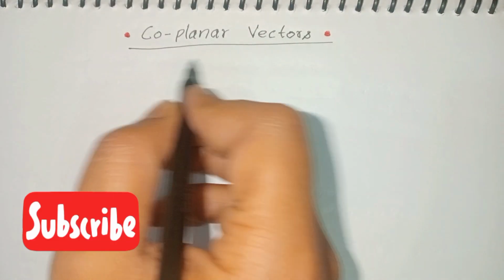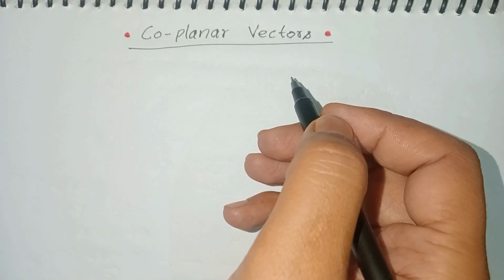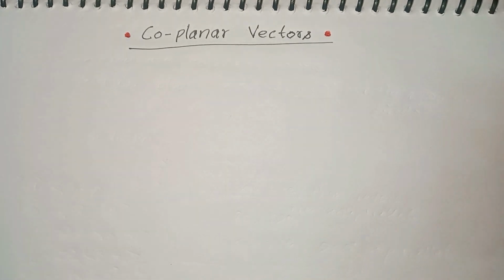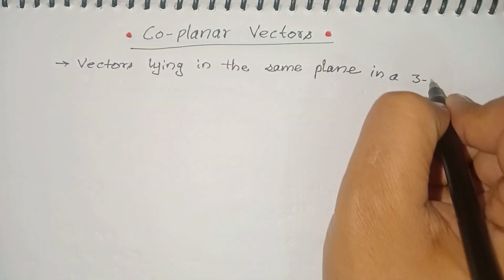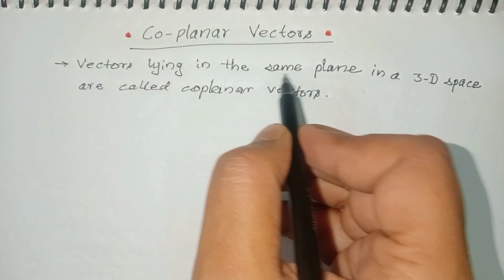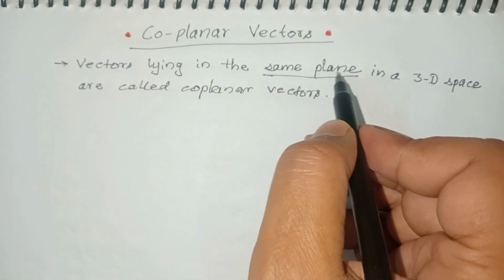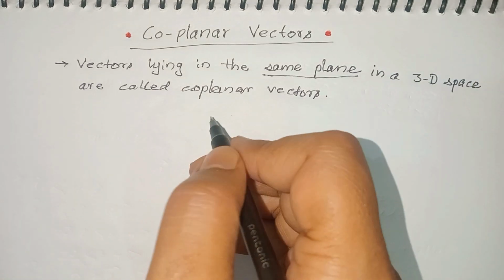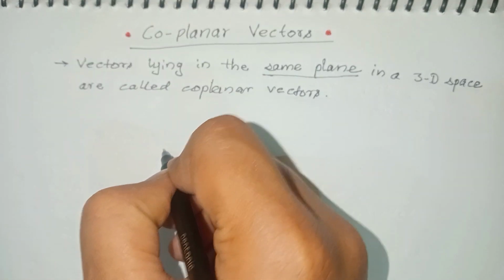Let's study coplanar vectors. Coplanar vectors are those vectors which lie in the same plane in a 3D space. Vectors lying in the same plane, in a 3D space. What is a 3D space? Let me give you one example.